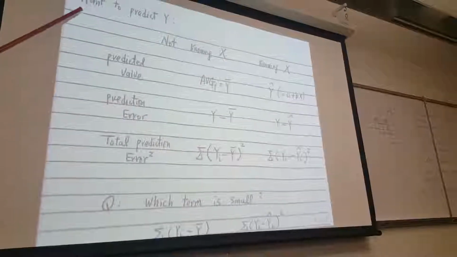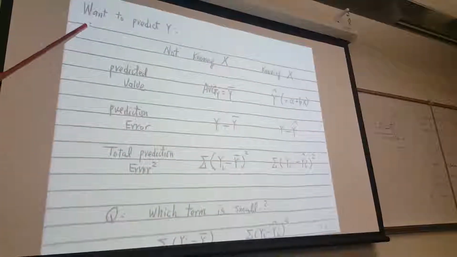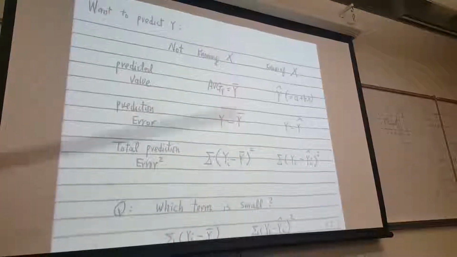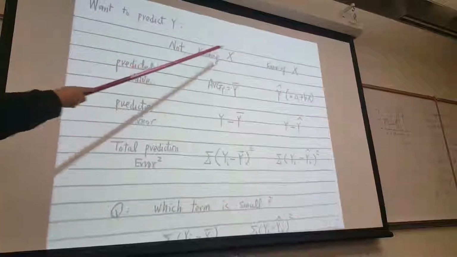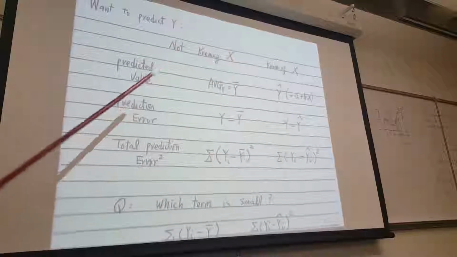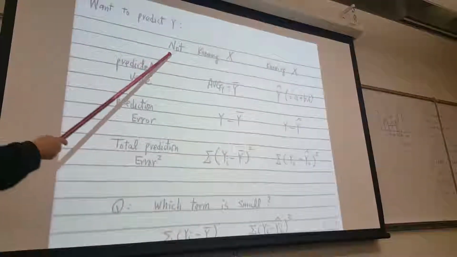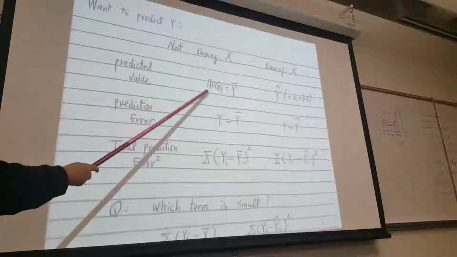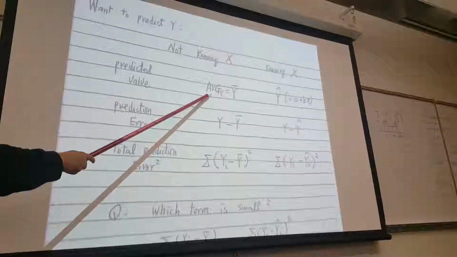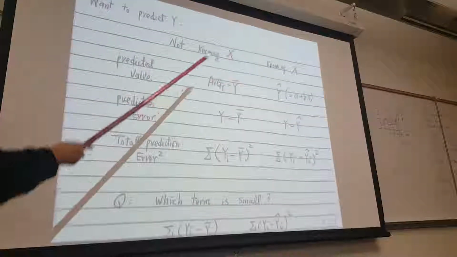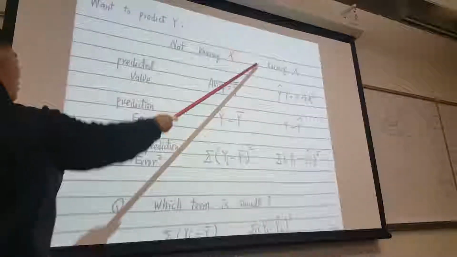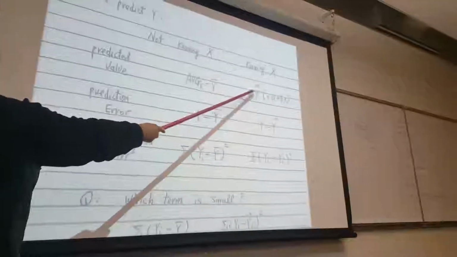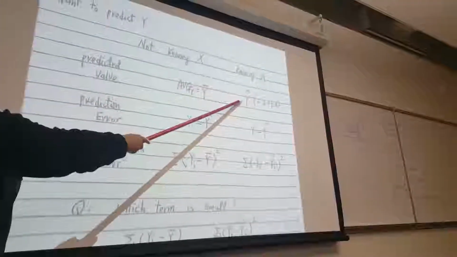Summarize from what we just covered. Okay? Suppose we want to predict y. Two different cases. When you don't know x and when you know x. What happens if you want to predict y but you don't know x? You have no choice but you use what? Average y or y bar. But when you know x, you are not going to use what? Average y or y bar. You're going to use what? Y hat. You're going to use the regression line to make the prediction.